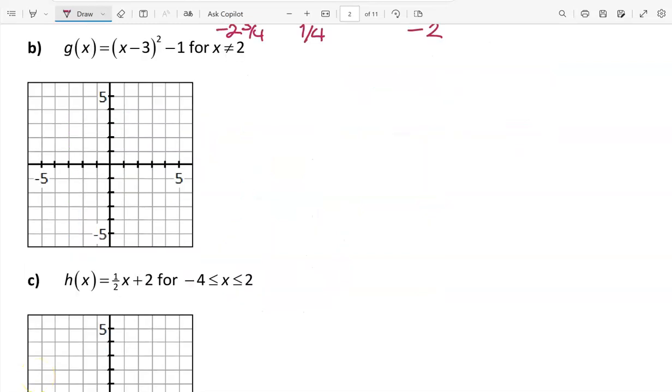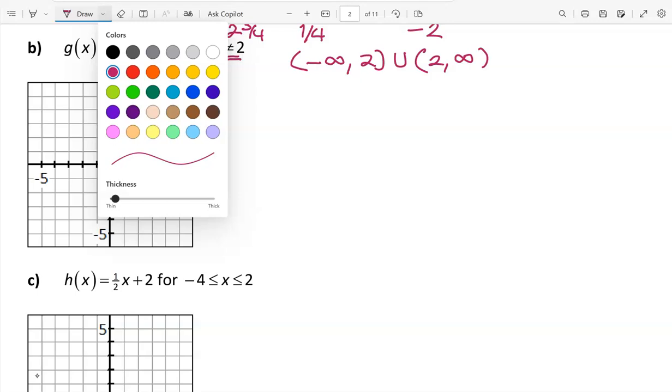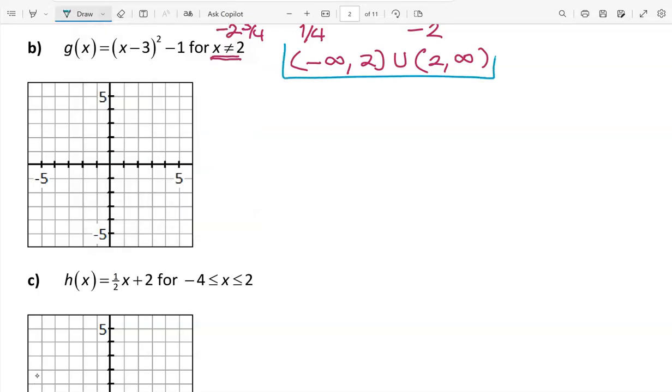In B, since there are no problem operations, no division, no even roots, no logarithms, the domain is usually all real numbers. However, the domain here is what we call explicitly stated. X cannot be 2. So our domain for this function is the interval from negative infinity to 2, union the interval from 2 to infinity. So it's basically everything but the number 2.